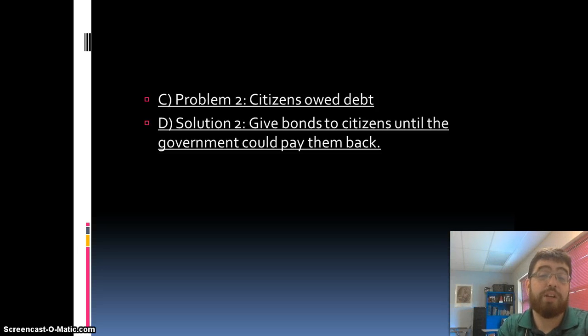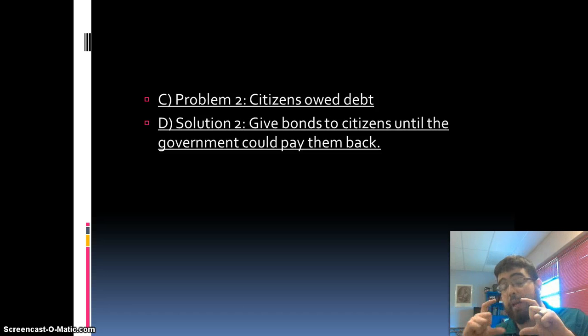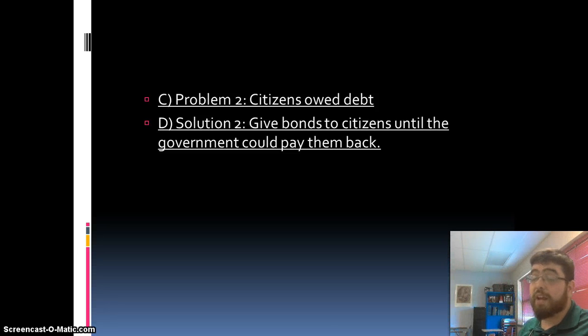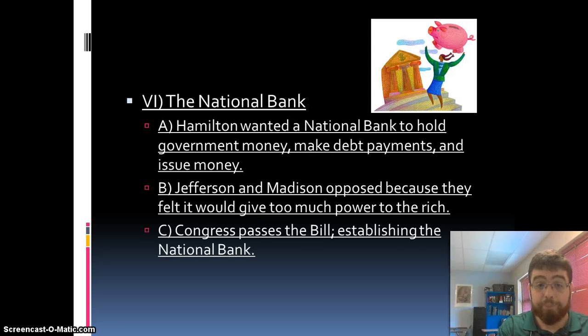So what happened is the United States government under Hamilton and Washington gave out bonds. So they're little slips of paper that are like IOUs. I owe you this much money. And then later, when the government actually has the funding for it, they can go to a bank or to the government and go, hey, here's my bond, and get money back with interest.